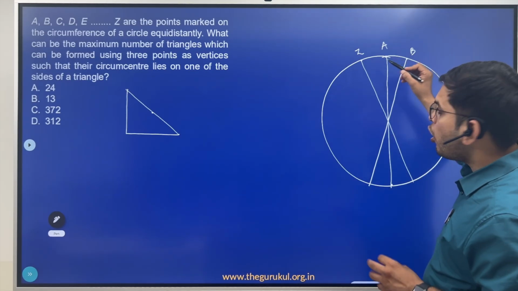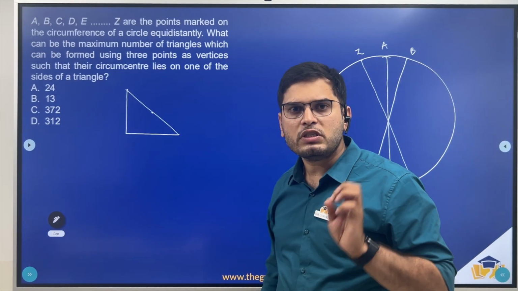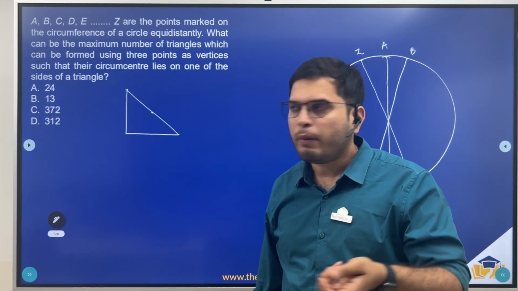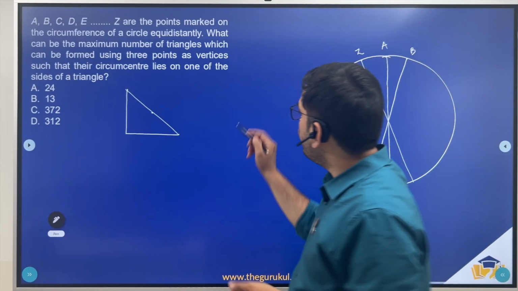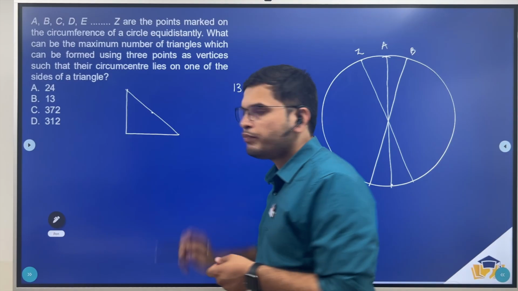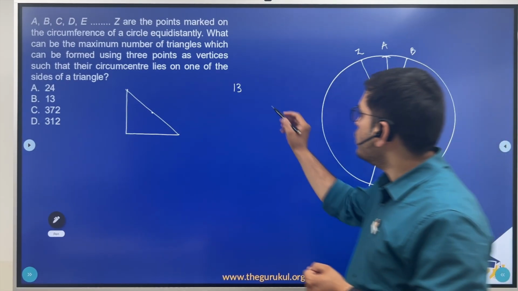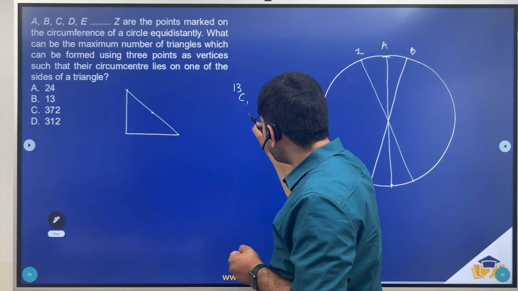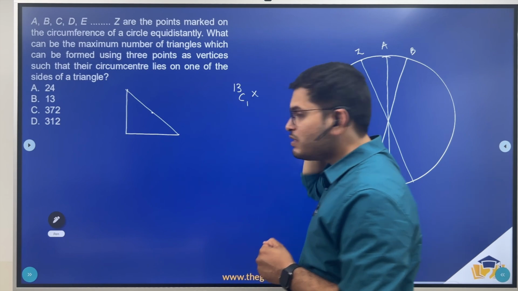Right. Now how many diameters are there like this? So 26 points. Now when do we get a straight line, or when do we get a diameter? When you join 2 points. Right. Now if you have 26 opposite points, you'll be having 13 diameters. Right. Now we know that one of the sides has to be the diameter. Right. So from these 13 diameters you should be selecting one. That could be done in 13C1 ways, and that means into.